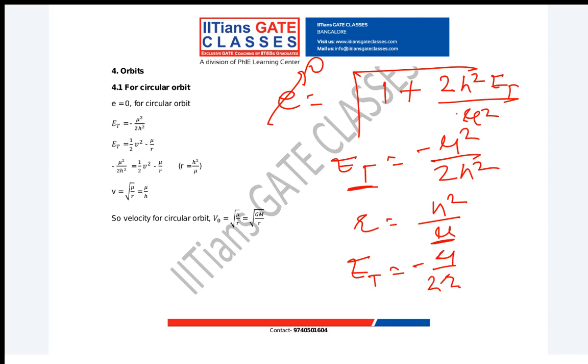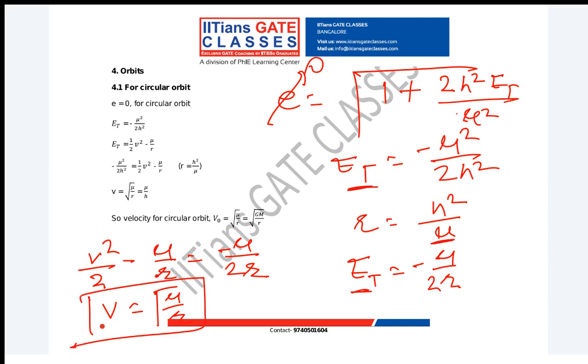Mu by 2R. Now guys, we already know what is the ET. It is V square by 2 minus mu by R equal to minus mu upon 2R. So from here, what will your V be? If you take this term to that side, we will get V equal to under root mu by R. This is an important equation for you. Velocity in a circular orbit is given by what? Under root mu by R.